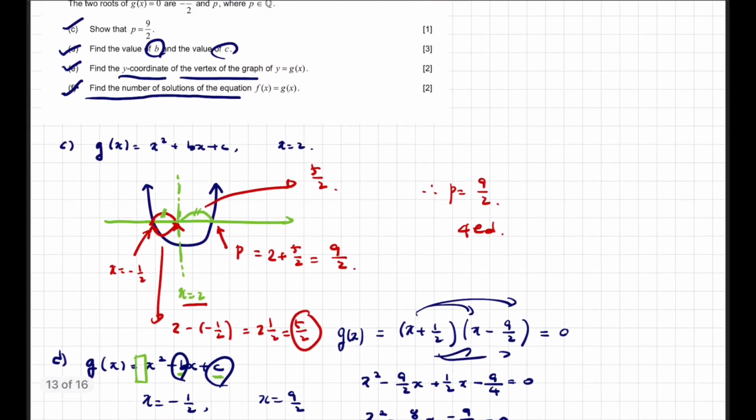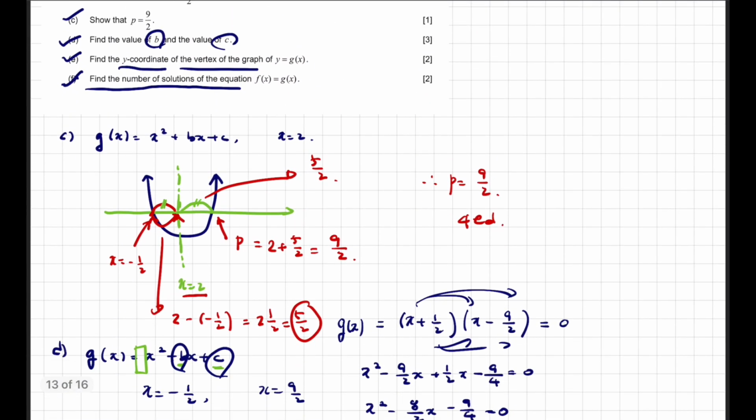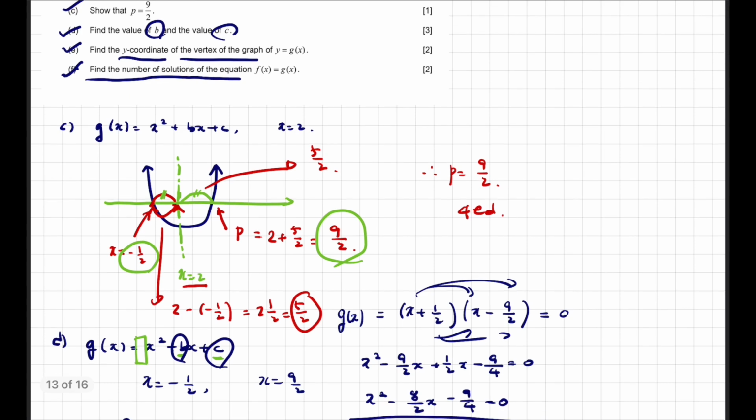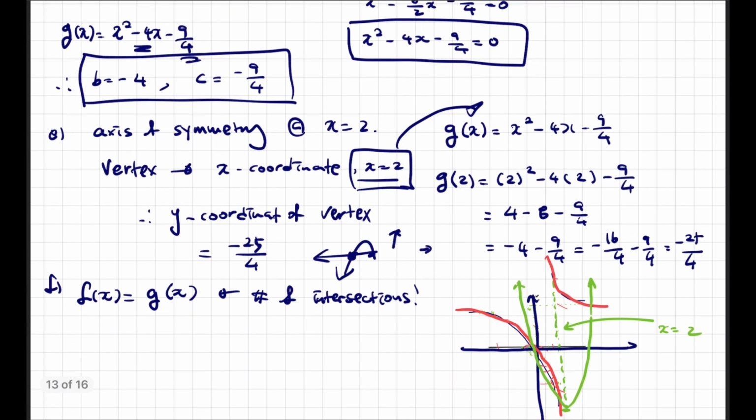Based on question C, we know the two roots of this function g of x, which are 9 over 2 and negative 1 over 2. That means there is definitely one point intersecting here, because the function f of x also has the x-intercept at negative 1 over 2. So we have one intersection point here, another one here, and definitely another one here. So we do have 3 solutions.